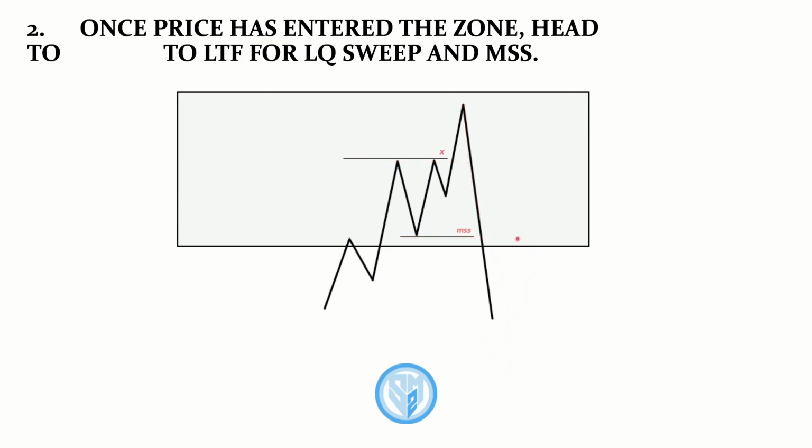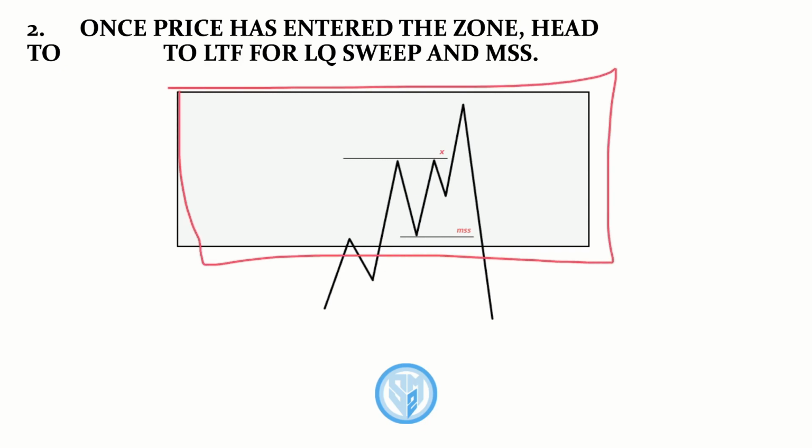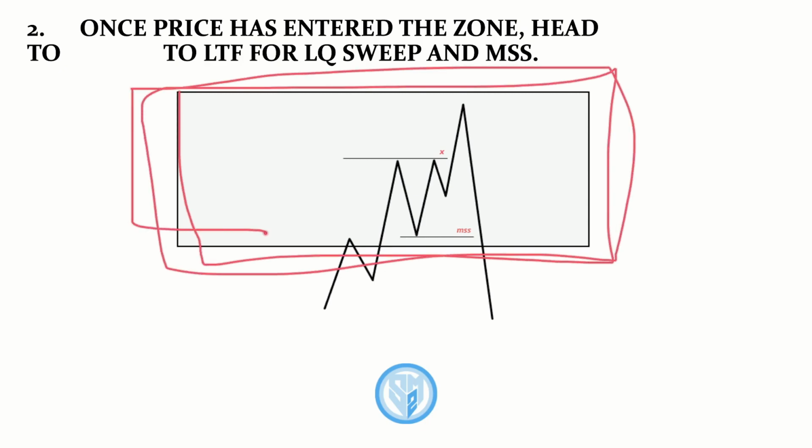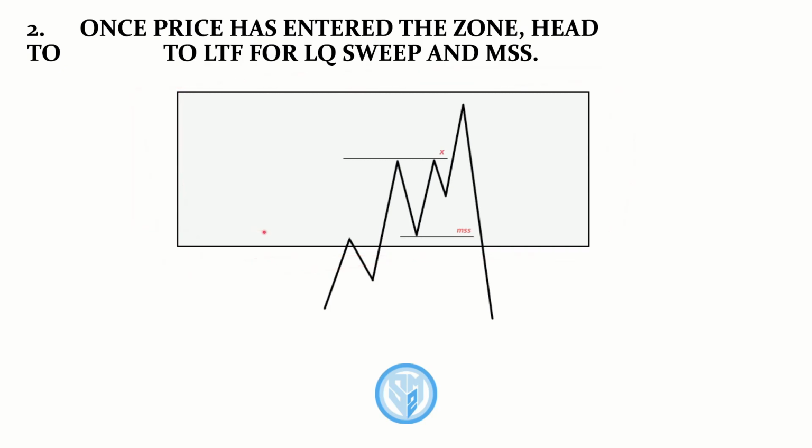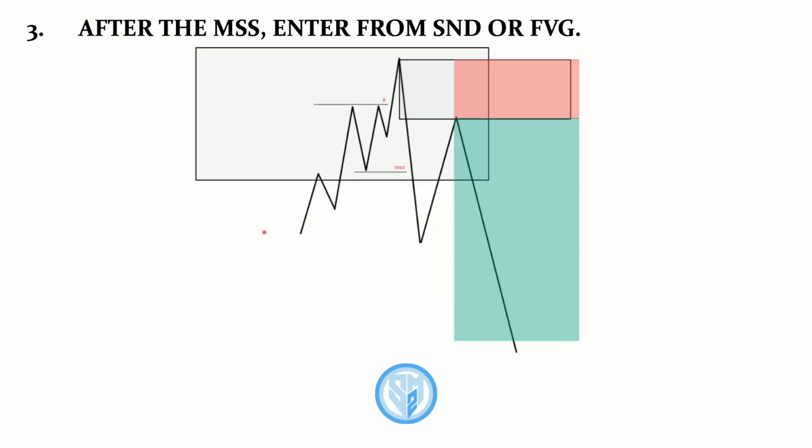So essentially what I have here is a liquidity sweep and a market structure shift. This is what I need to see on the lower time frame inside of this higher time frame zone. Okay, so that is all step 2 is. Then we move on to step 3.